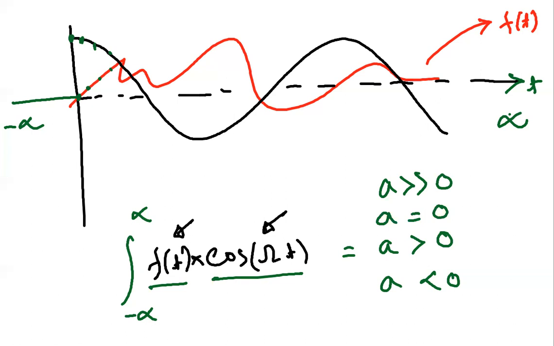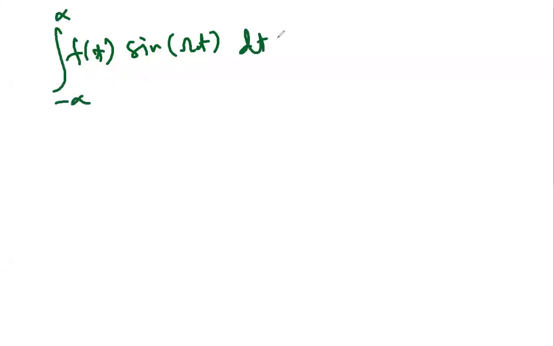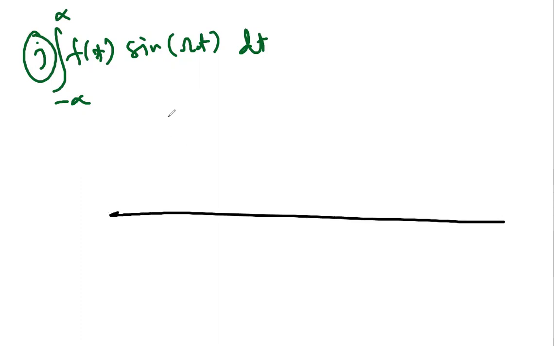Similarly, for the imaginary part, we have f(t) multiplied with sine omega t, making the integration from minus infinity to plus infinity dt. Of course, there is a j. This j part just shows that this is the imaginary portion. Other than that, all the components are the same as the real part.